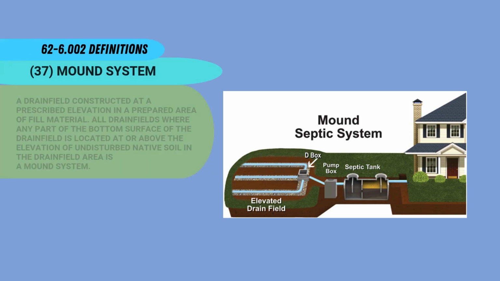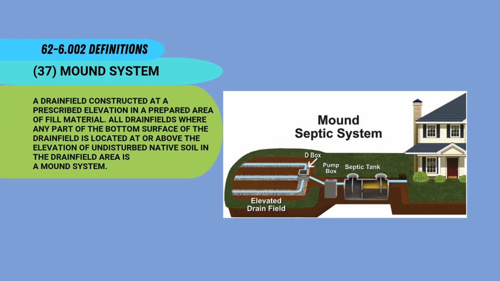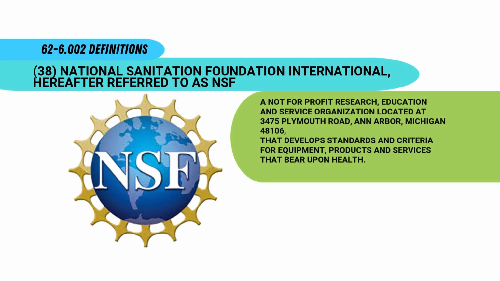37. Mound system. A drainfield constructed at a prescribed elevation in a prepared area of fill material. All drainfields where any part of the bottom surface of the drainfield is located at or above the elevation of undisturbed native soil in the drainfield area is a mound system. 38. National Sanitation Foundation International, hereafter referred to as NSF. A not-for-profit research, education and service organization located at 3475 Plymouth Road, Ann Arbor, Michigan, 48106, that develops standards and criteria for equipment, products and services that bear upon health.